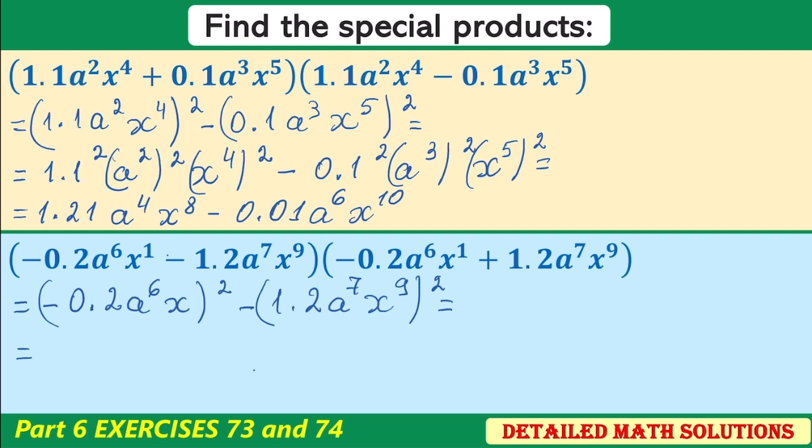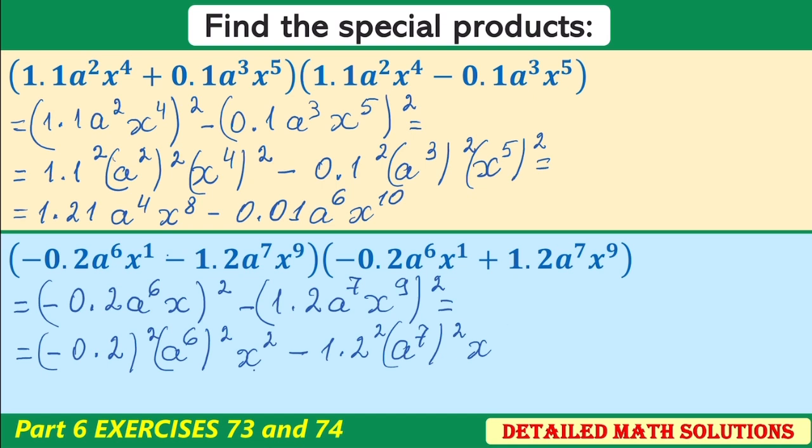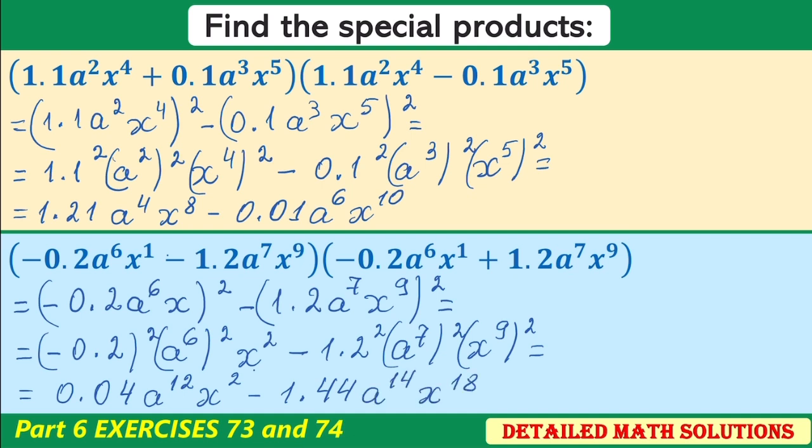When I simplify further, I have minus 0.2 in parentheses squared multiplied by a to the sixth power in parentheses squared x squared minus 1.2 squared a to the seventh power in parentheses squared x to the ninth power in parentheses squared. This equals 0.04 a to the 12th power x squared minus 1.44 a to the 14th power x to the 18th power.